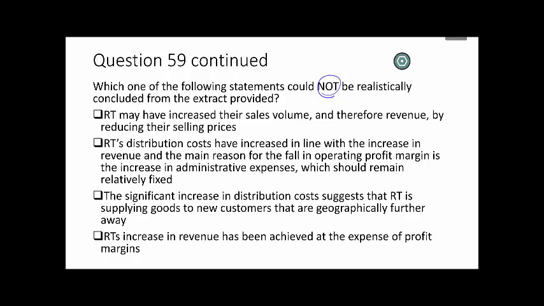So the options are that they may have increased their sales volume and therefore revenue by reducing selling prices, that the distribution costs have increased in line with the increase in revenue, and the main reason for any fall in operating profit margin is the increase in admin expenses, which we would expect to remain relatively fixed, that the significant increase in distribution costs suggests that RT is supplying goods to new customers that are geographically further away, or that their increase in revenue has been achieved at the expense of profit margins.